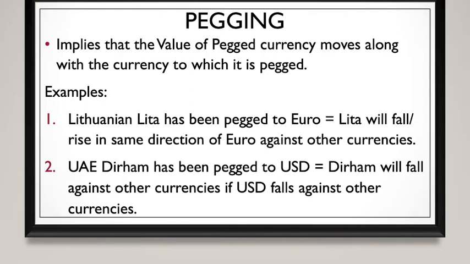I was thinking that it's not very fair for that currency. For example, if the Lithuanian Lita is pegged to the euro and the euro goes down, the Lita will go down with the euro. If the euro is down against the dollar, the Lithuanian Litha also will be down.